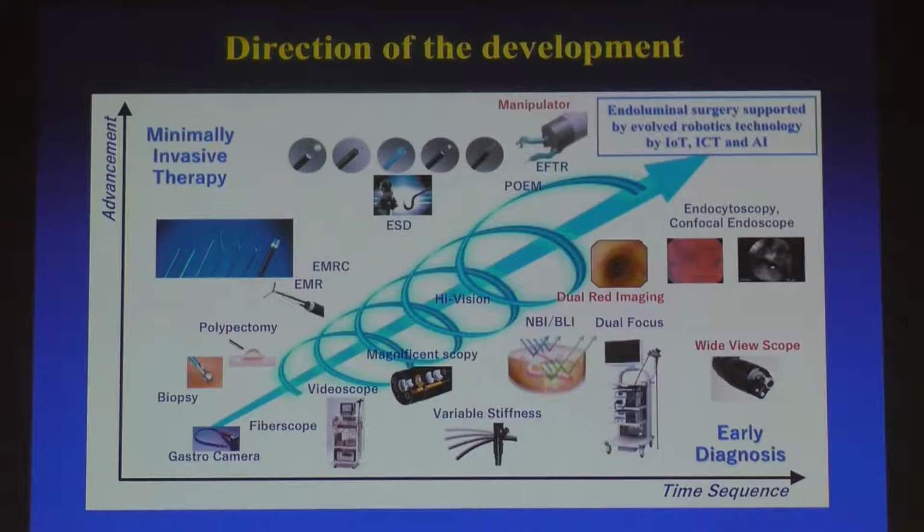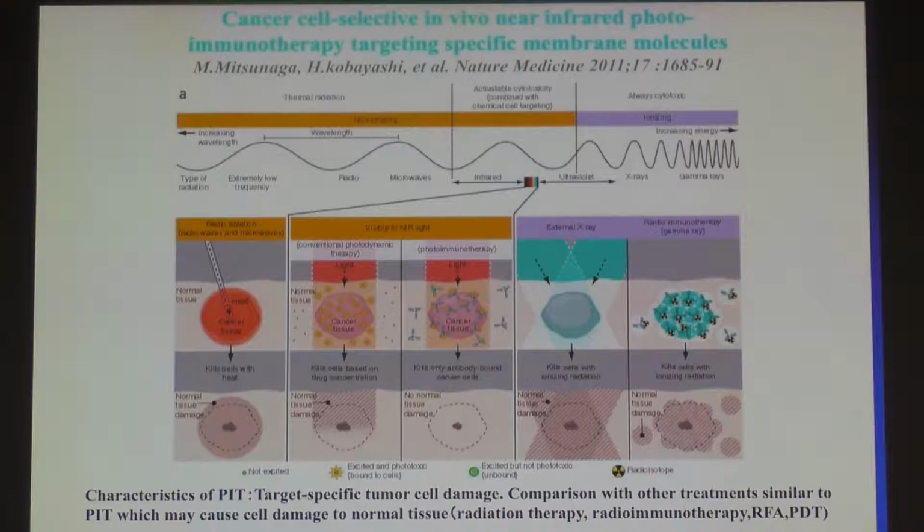My colleagues, Dr. Mitsunaga and Dr. Kobayashi, published the article on cancer cell selective in vivo near infrared photoimmunotherapy, so-called PIT, targeting specific membrane molecules. The characteristic of PIT is target specific tumor cell damage compared to other treatments such as radiation therapy, RFA, and PDT, which cause substantial damage to normal cells.